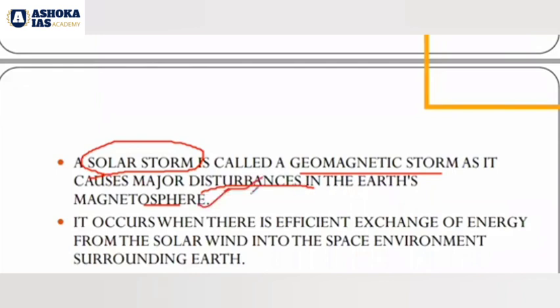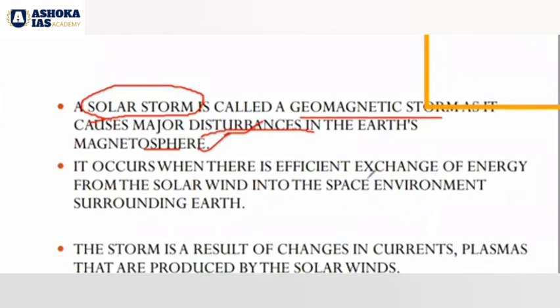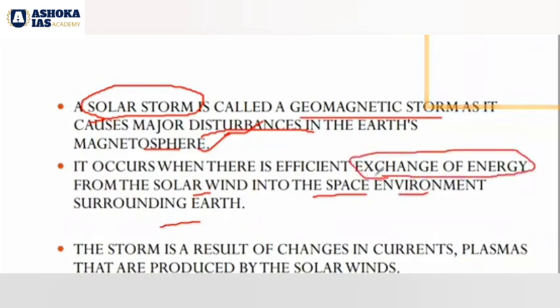It occurs when there is efficient exchange of energy from the solar wind into the space environment surrounding the Earth. So if there is an efficient exchange of energy, that is, the coming of plasma, highly charged particles, and this plasma interacts with the geomagnetic field of the Earth, there will be exchange of energy. This plasma is carried by the solar wind, and when it interacts with the space environment around the Earth, it will lead to a geomagnetic storm.